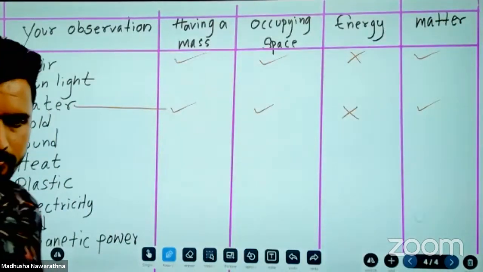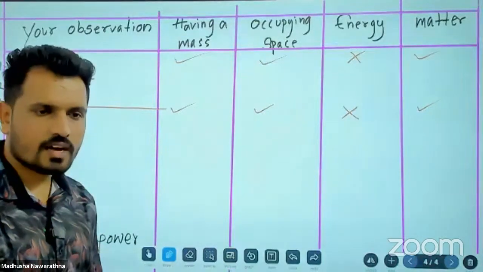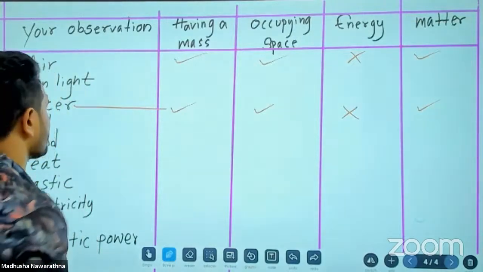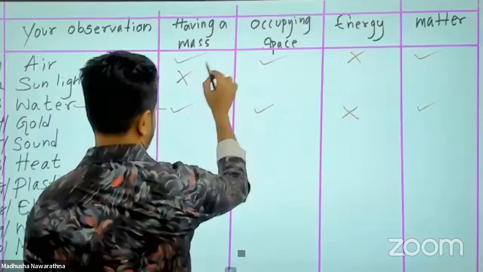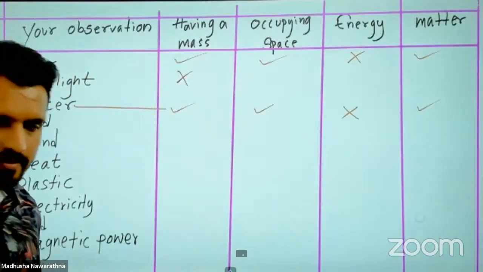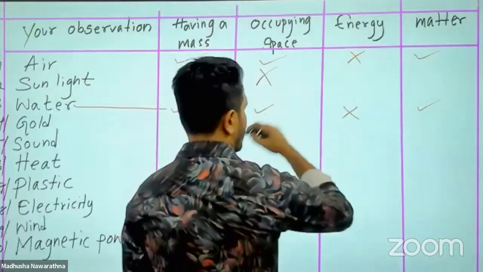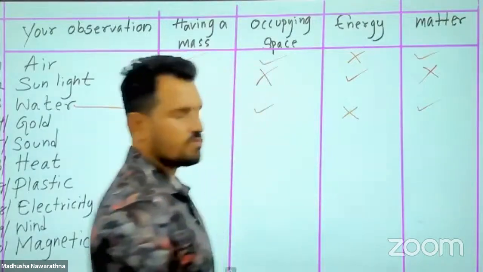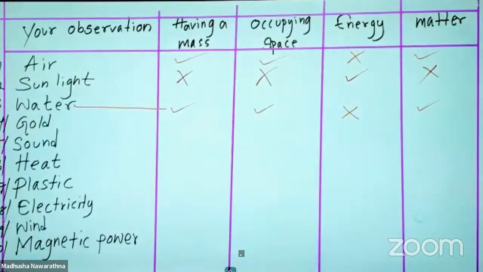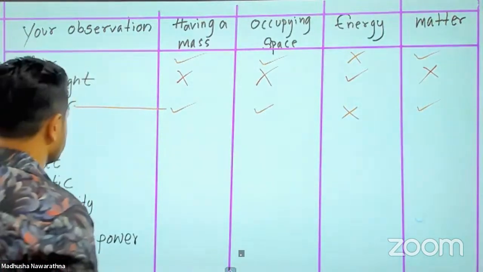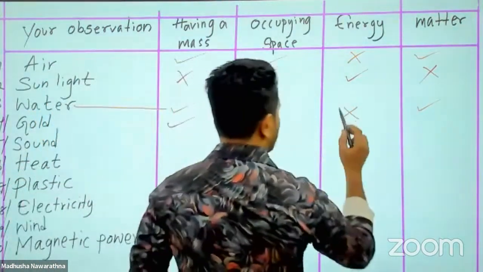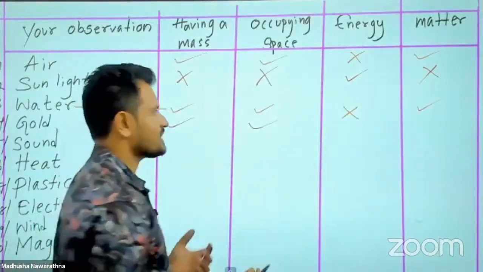Next one, sunlight. Energy. Not having a mass. Sunlight has no mass. What about occupying space? No space required. Energy or matter? Energy. Very good. Then gold. Having a mass? Yes. Occupying space? Yes. Matter or energy then? Matter.